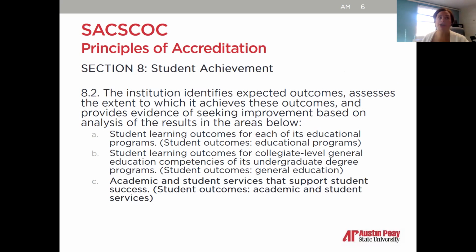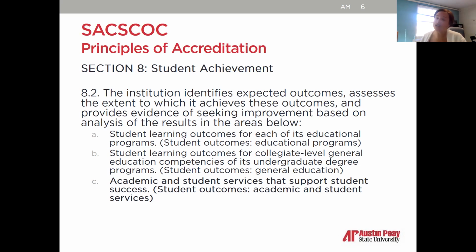So you might think about the registrar's office, and you wouldn't think about them as having student learning outcomes, but they might be working with students to have them understand how to use DegreeWorks, for example. So they could have a student learning outcome for trainings they're having for students about that. Certainly something like an APSU 1000 or a PASS program, those are a little more directly educational.